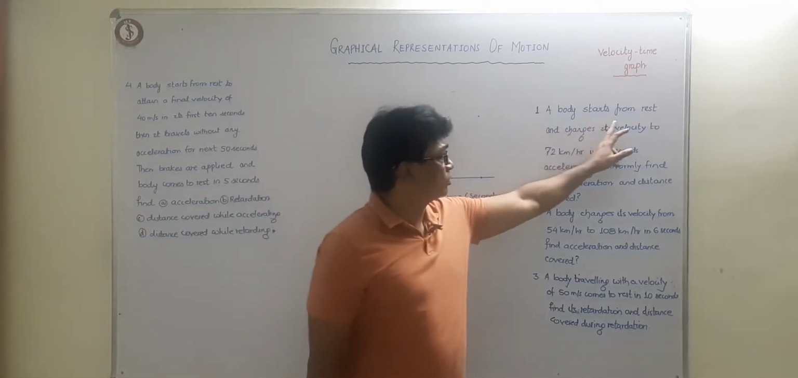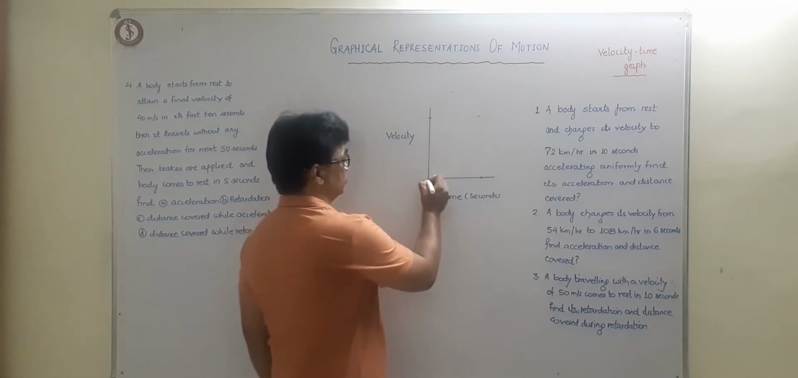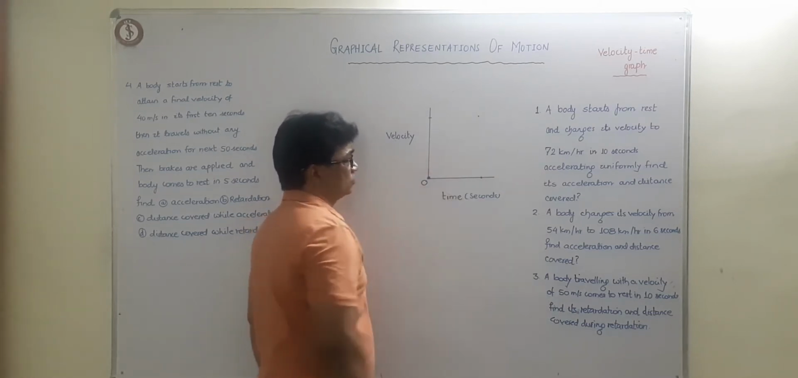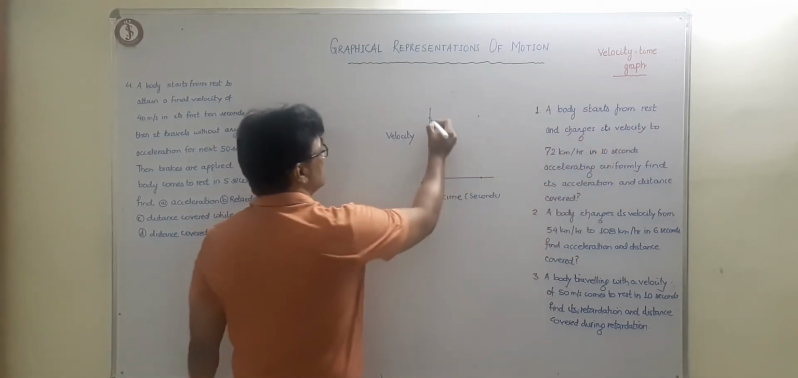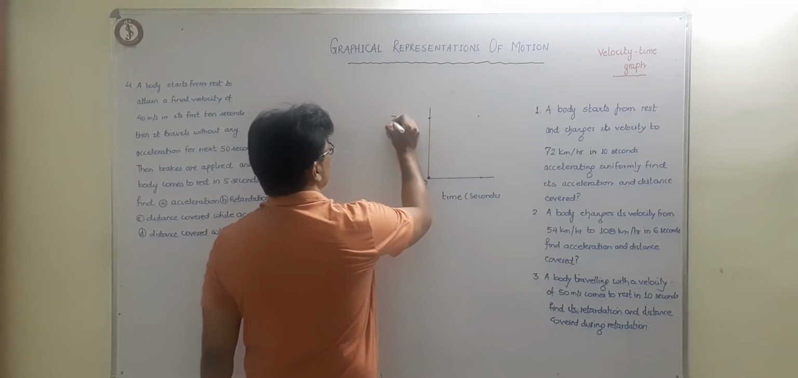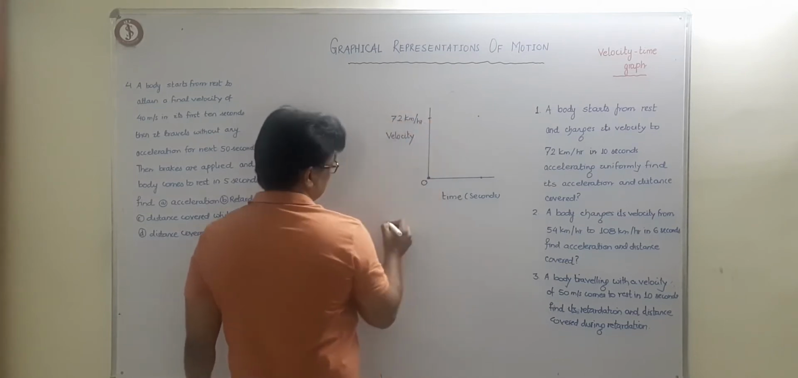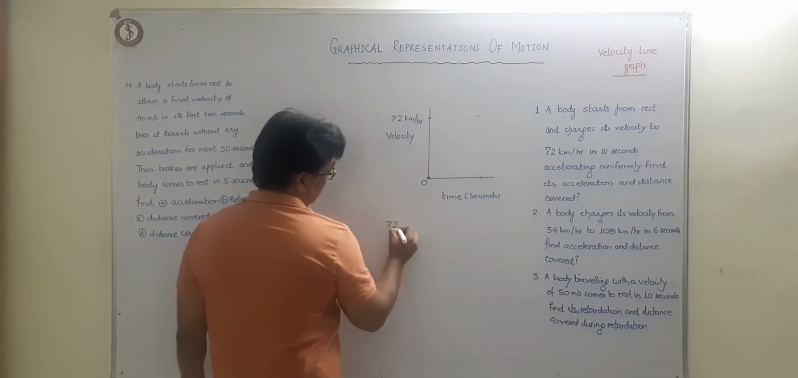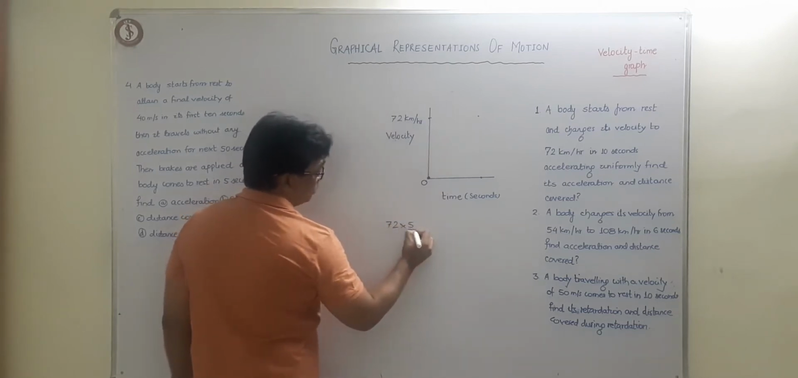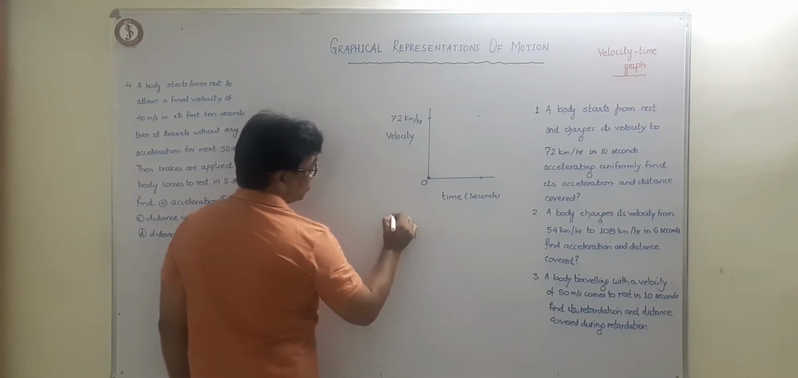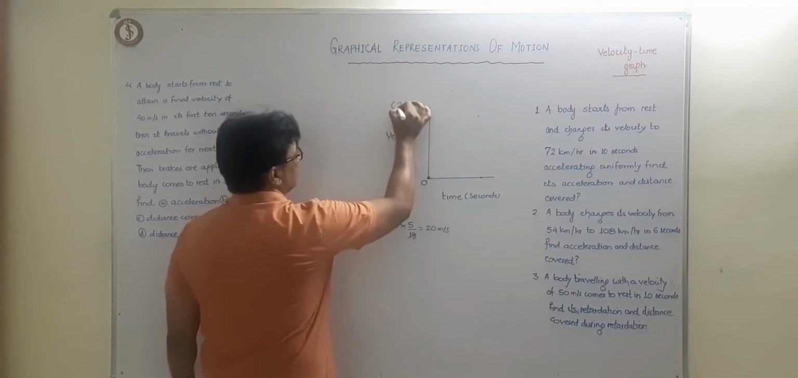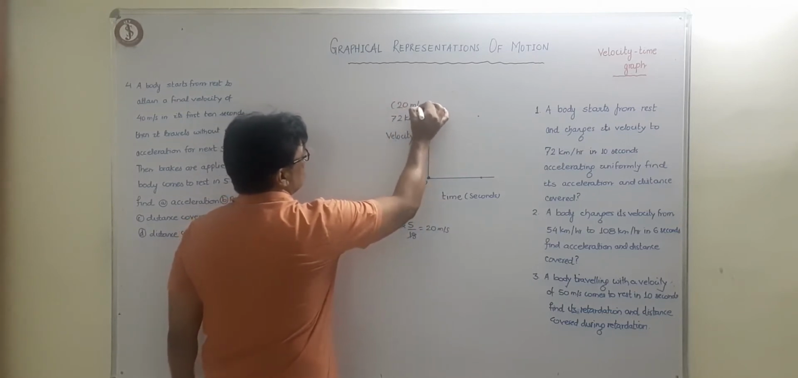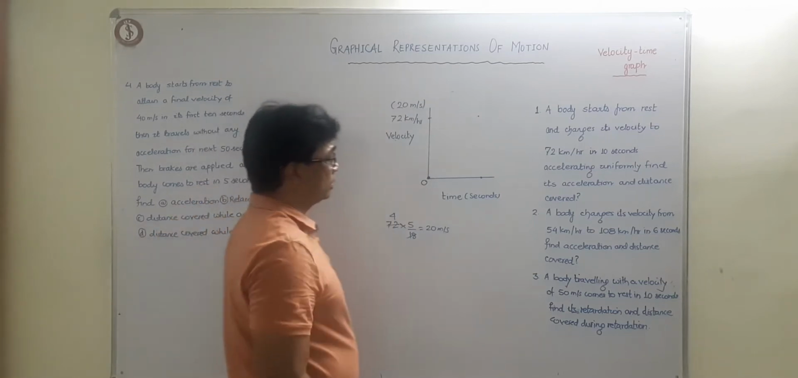A body starts from rest, so that means it's here: time 0 and distance 0. And it changes its velocity to 72 kilometers per hour. First let us change the units. 72 kilometers per hour will be 72 into 5 by 18, so this is 20 meter per second. This we have to remember, or we can write it here in brackets, because time is in seconds.